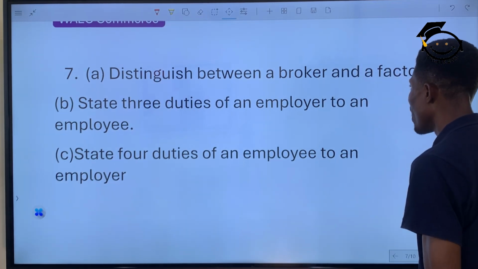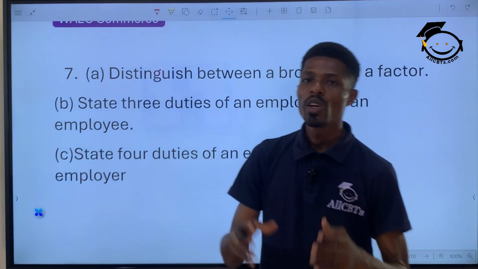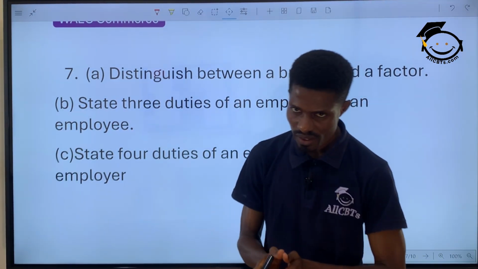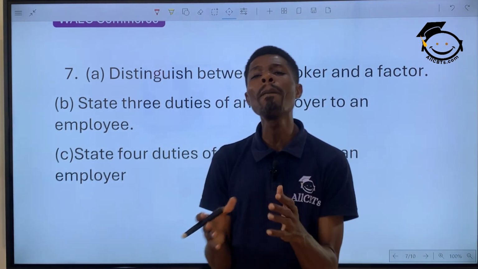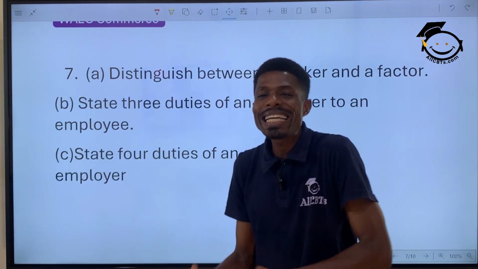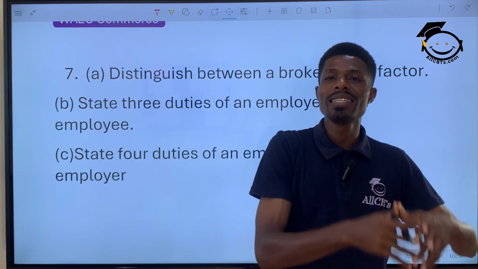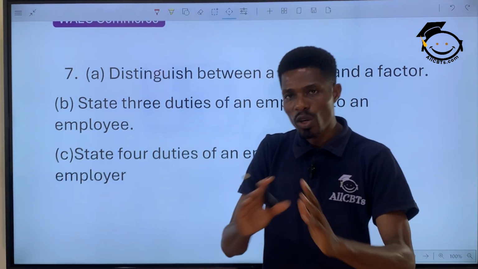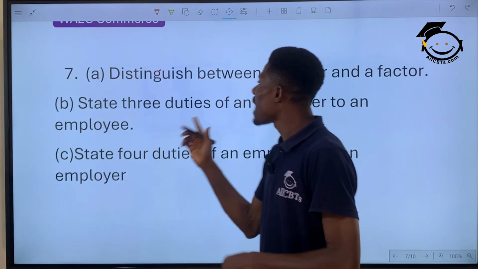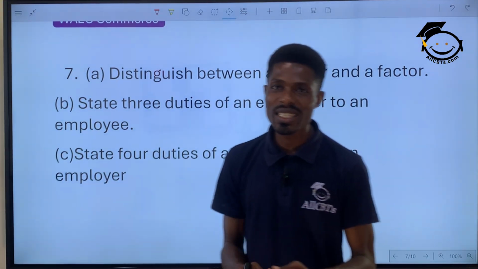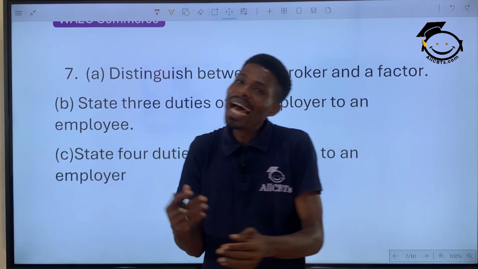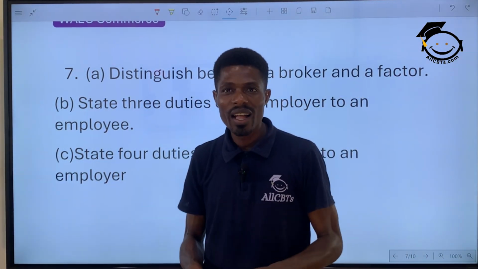Distinguish between a broker and a factor. What is a broker? A broker is a person that stands as an intermediary between a buyer and a seller, but does not possess the goods. Now, who is a factor? A factor is an agent that may possess goods and will act on behalf of the owner of a good.